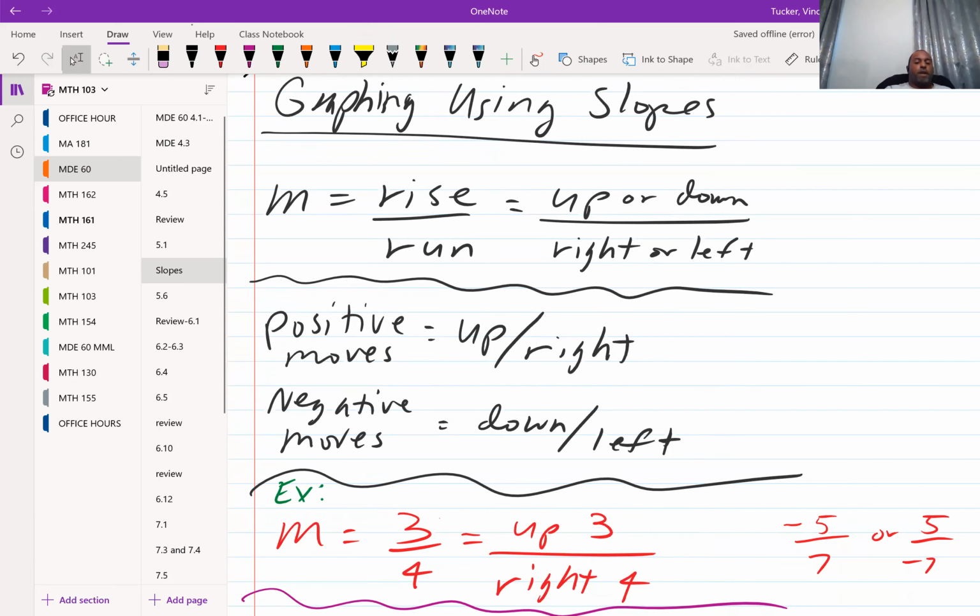So if I have +3 over +4, both of them are positive, so I should be making positive moves. That means I'm going to go up 3 and then right 4. Once again, your slope is a set of directions telling us how to move.